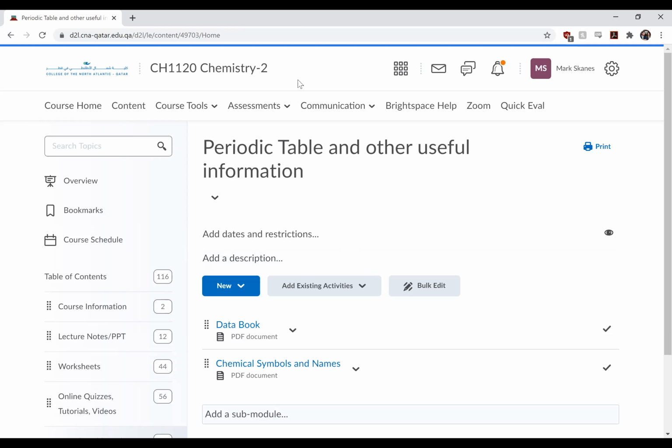The elements that you are expected to know, you can find here. Click on content and click on, sorry, not that. Sorry. I've got to erase this too.